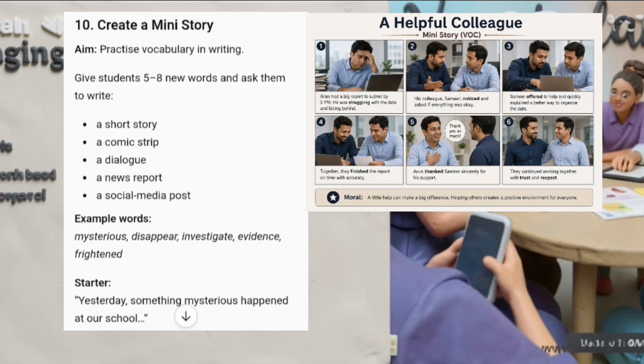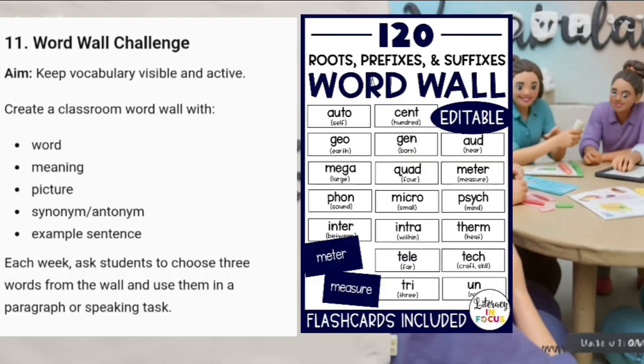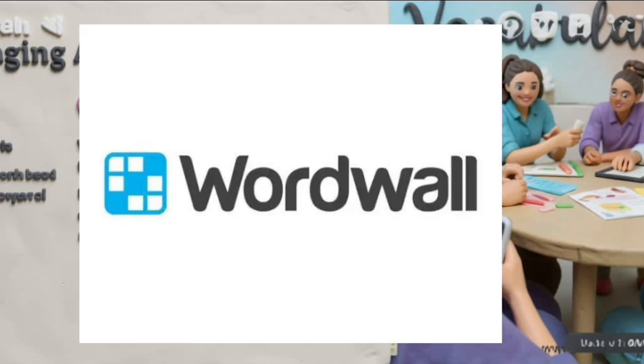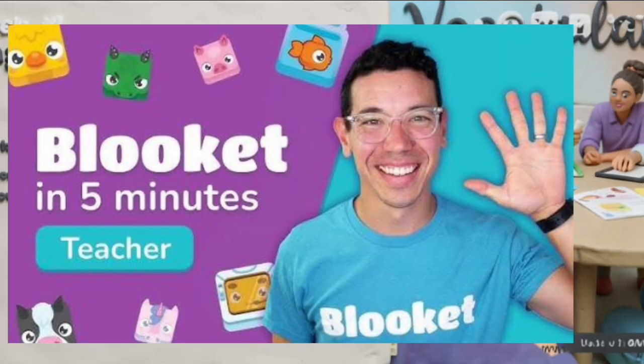The 11th activity called Word Wall Challenge aims to keep vocabulary visible and active. So create a classroom word wall with word meaning, picture, synonym, antonym, example sentence. Each week ask students to choose 3 words from the wall and use them in a paragraph or speaking task. We have also digital vocabulary games where they can create interactive activities using Kahoot, Wordwall, Quizlet, Blooket, Canva for Education.